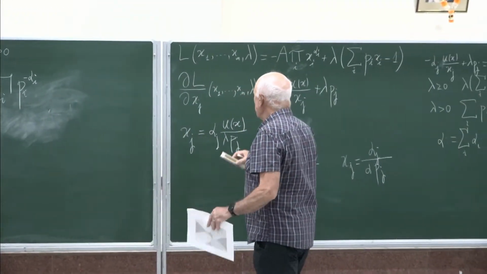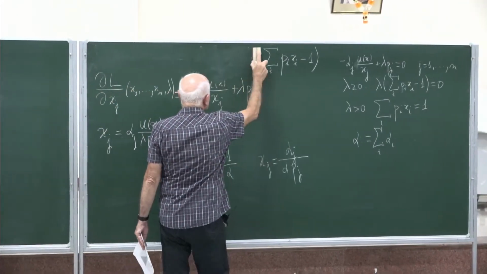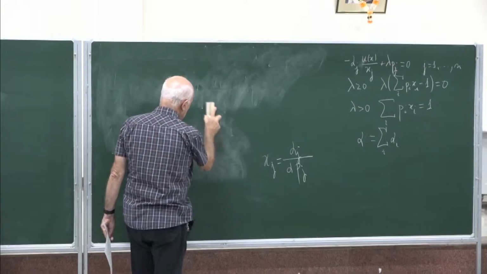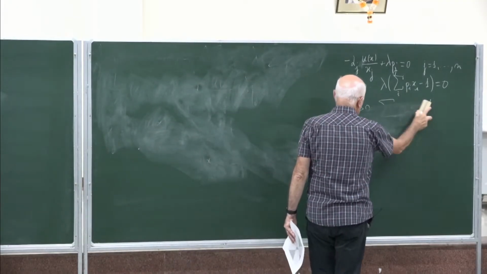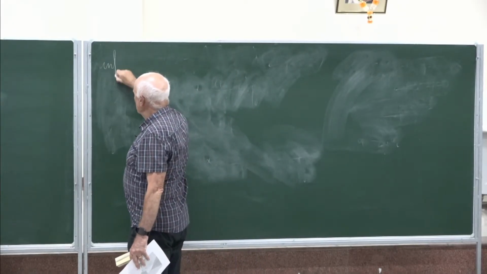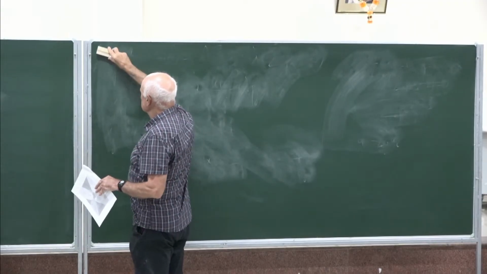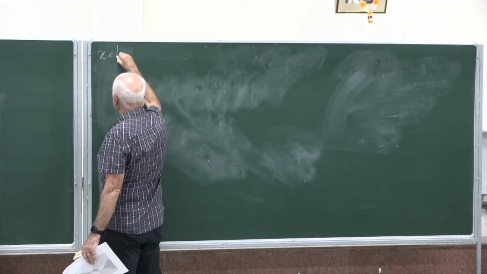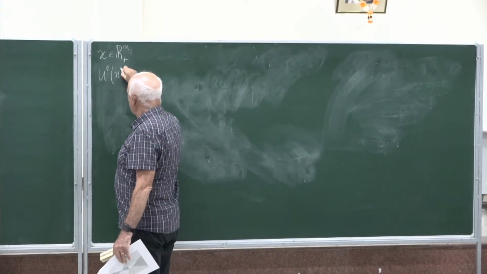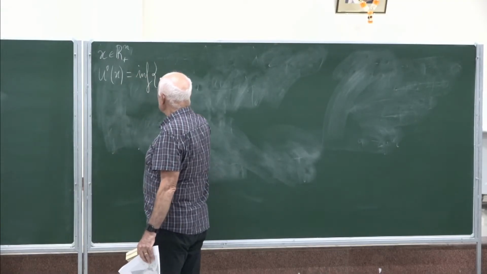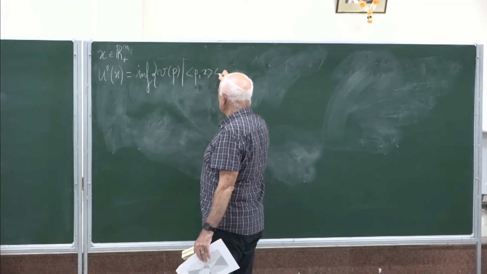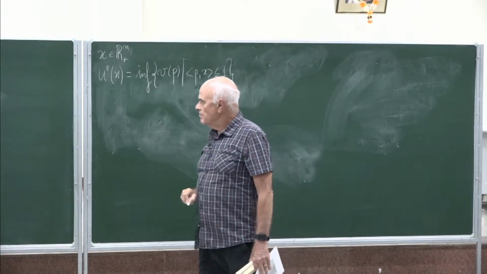Okay? Let us check that. So our formula for what we call u0, for given x, was the infimum of v of p subject to px less than or equal to 1, p non-negative.